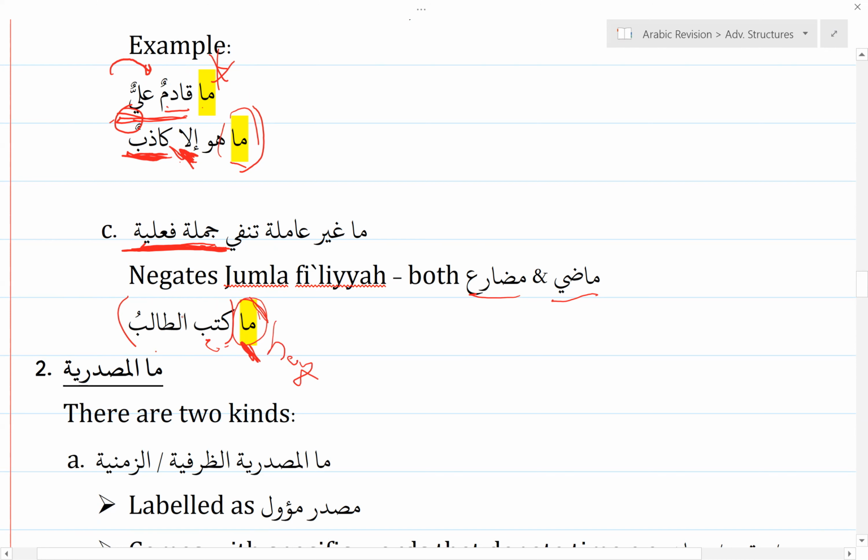So it doesn't have any effect on the jumla fi'aliyah, you mean to say? Yes, it doesn't have any effect because it doesn't work on fi'l. It only works on ism.